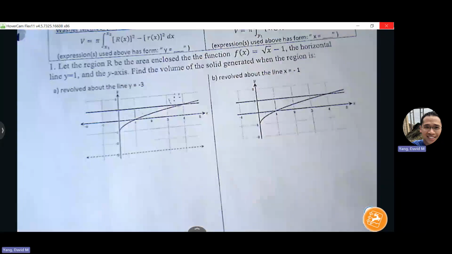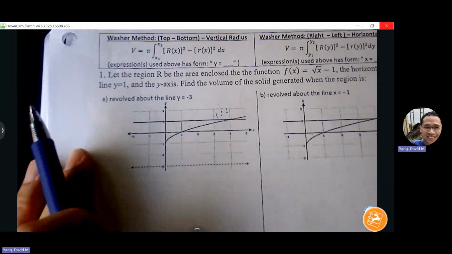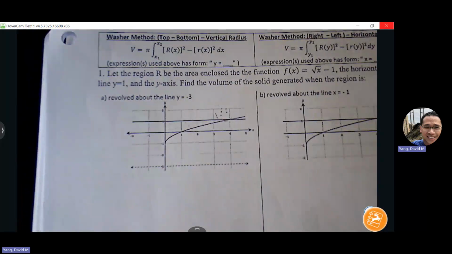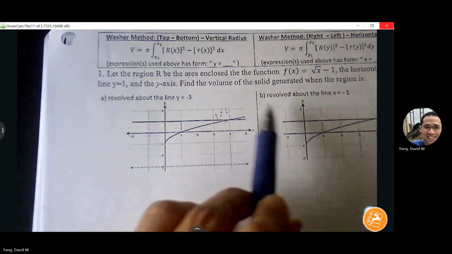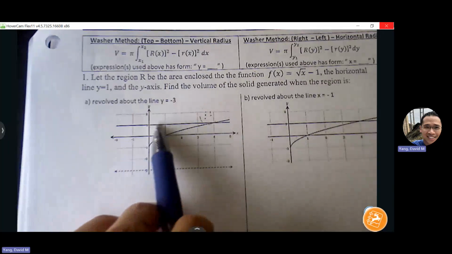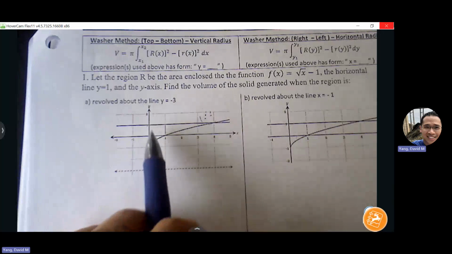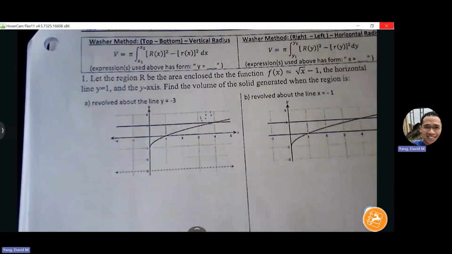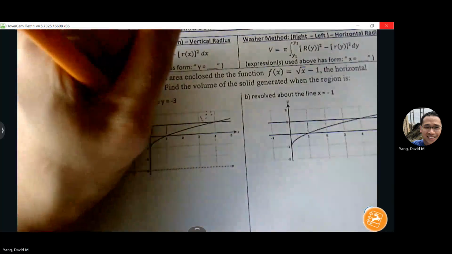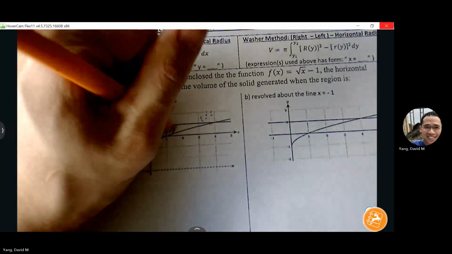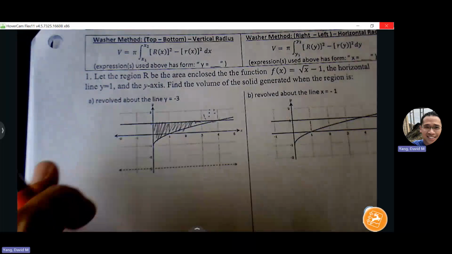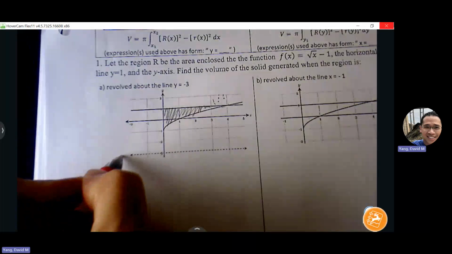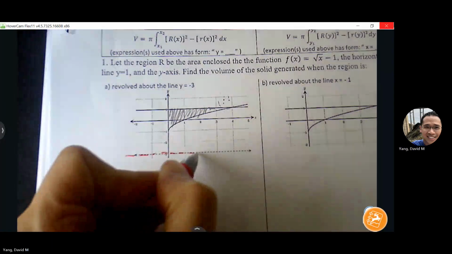Okay, so let's look at number one here. We're going to have our shaded region. We have root x minus 1, that's the radical function here. We've got the horizontal line, y equals 1, that's up here, and then the y-axis here. So I'm going to shade this in. Rotating about the line y equals -3. This one already drew the line for us, so we can just use it.